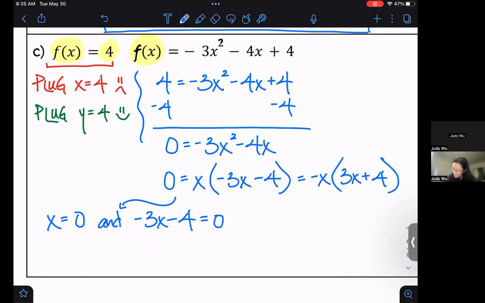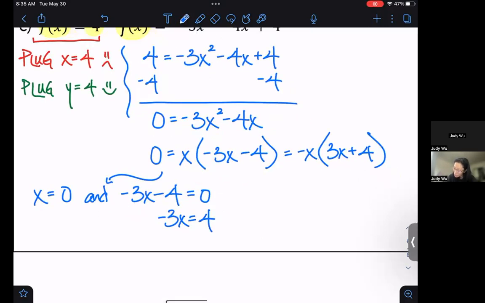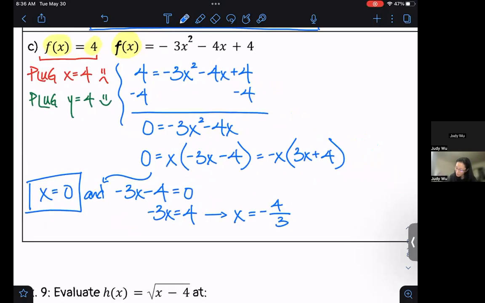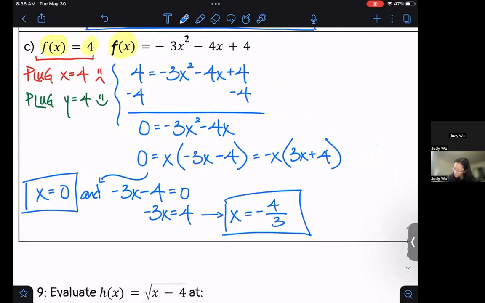So in particular, I'm going to add 4 to both sides. Negative 3x equals 4. And now I'm going to divide both sides by negative 3. And I get x equals negative 4 over 3. Right? So one answer for x is 0, and another answer for x is negative 4 over 3. Okay.